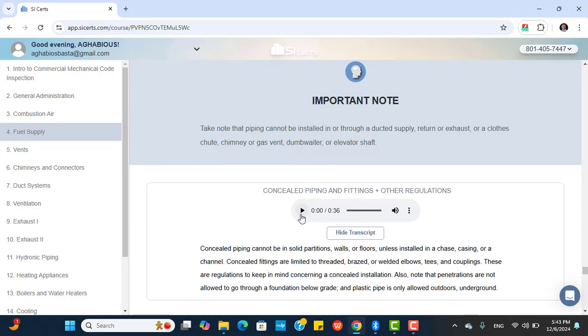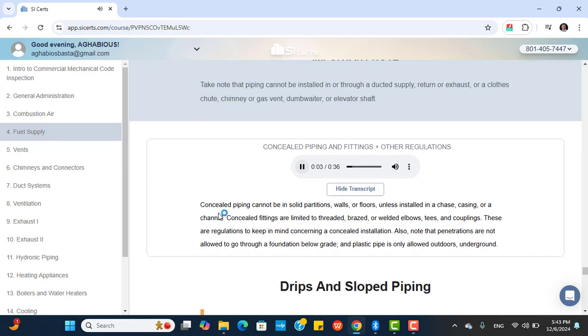Concealed piping cannot be in solid partitions, walls, or floors unless installed in a chase, casing, or a channel. Concealed fittings are limited to threaded, brazed, or welded elbows, tees, and couplings. These are regulations to keep in mind concerning a concealed installation. Also note that penetrations are not allowed to go through a foundation below grade, and plastic pipe is only allowed outdoors underground.